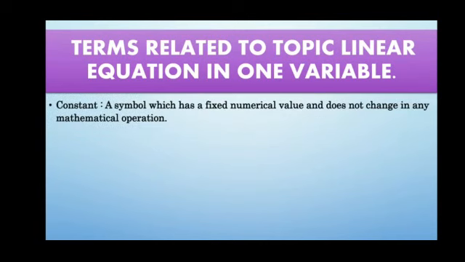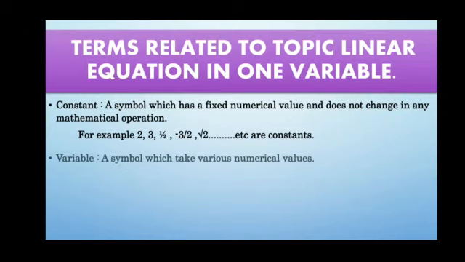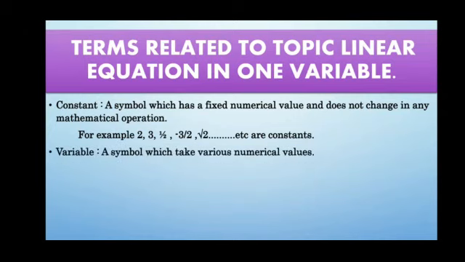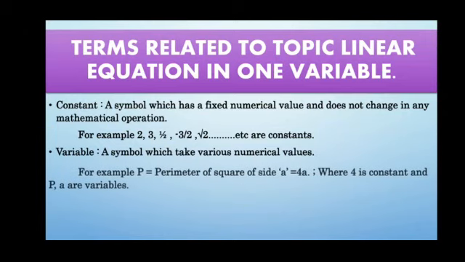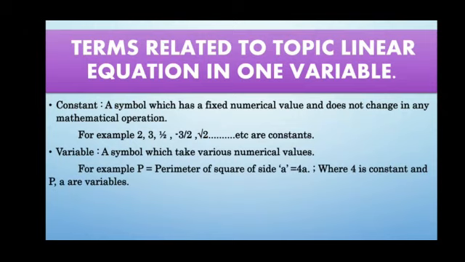Constant. A symbol which has a fixed numerical value and does not change in any mathematical operation is called a constant. For example, 2, 3, 1 upon 2, minus 3 upon 2, under root 2, etc. are constants. Variable. A symbol which takes various numerical values is called a variable. For example, in the formula of perimeter of a square, P is equal to 4a, P and a are variables, whereas the 4 is the constant.